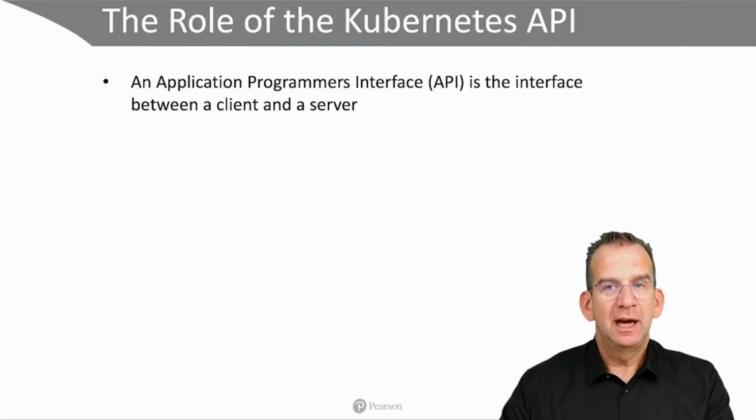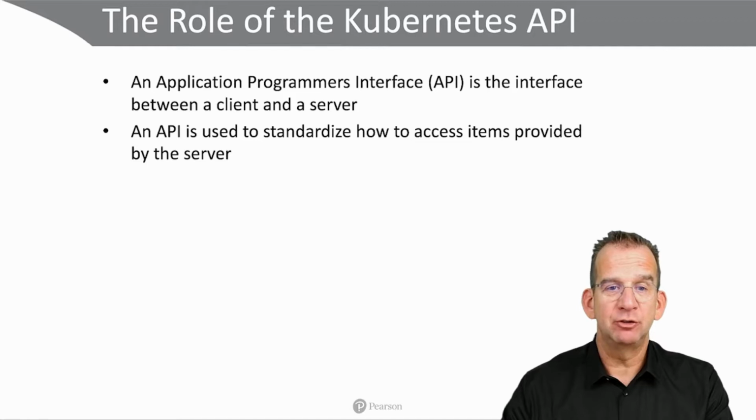In this video I want to tell you about Kubernetes management interfaces. In order to understand the management interfaces, first we need to talk a little bit about the Kubernetes API. The API, or Application Programmers Interface, in general is the interface that is used between a client and a server. So the client is generating requests that are understood by the API because the requests match the API interface.